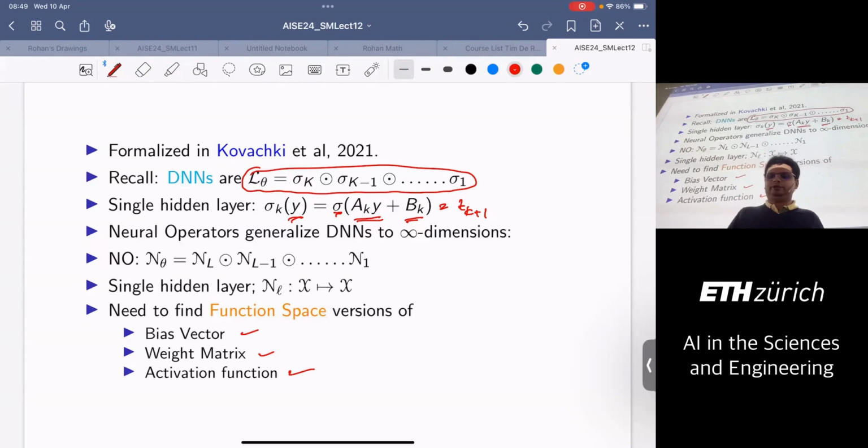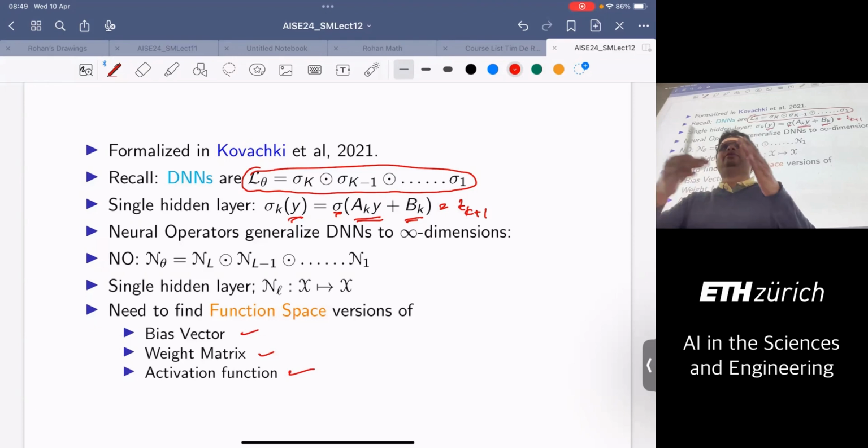So the contention of these authors was the following: if you want to work with infinite dimensions, all that we have to do is generalize this construction to take as inputs and outputs not vectors, but functions. Because for a neural network, it's vectors input, vectors output. All that we have to do is take function inputs and function outputs. And this is what it does.